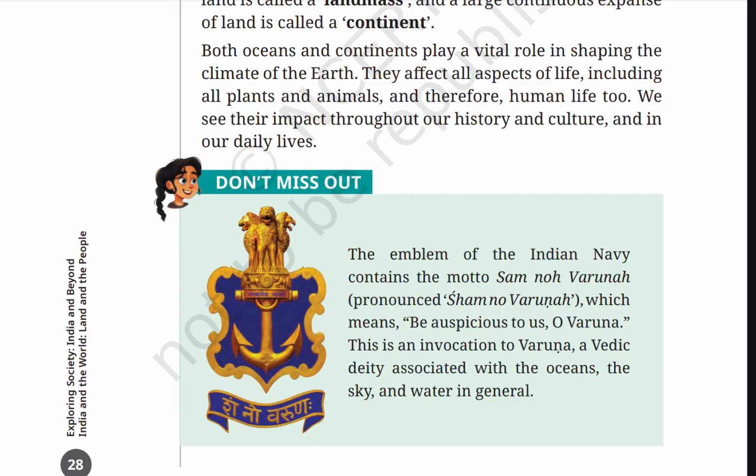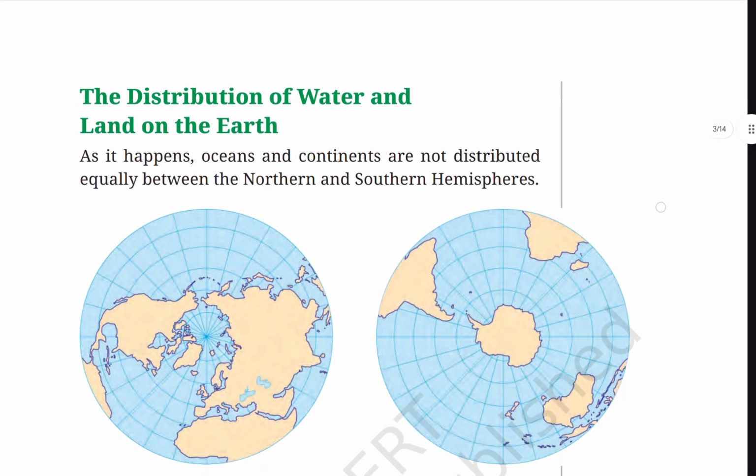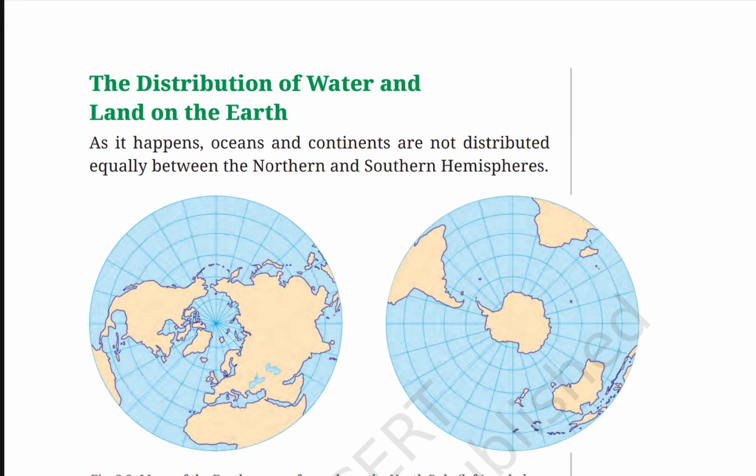Don't miss out. The emblem of the Indian Navy contains the motto Sham no Varuna, which means be auspicious to us, O Varuna. This is an invocation to Varuna, a Vedic deity associated with the oceans, the sky, and the water in general. The distribution of water and land on the Earth.